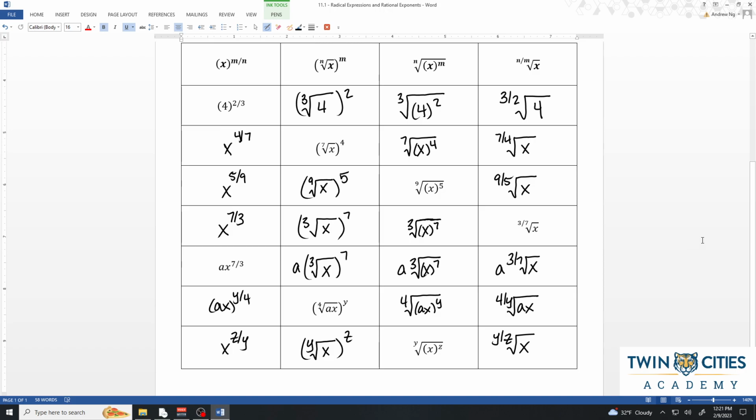So there's a lot of different forms to these radical expressions, as well as how to write it as an exponent. And as you go across each of these rows, all 4 of these mean the same thing, and so forth.